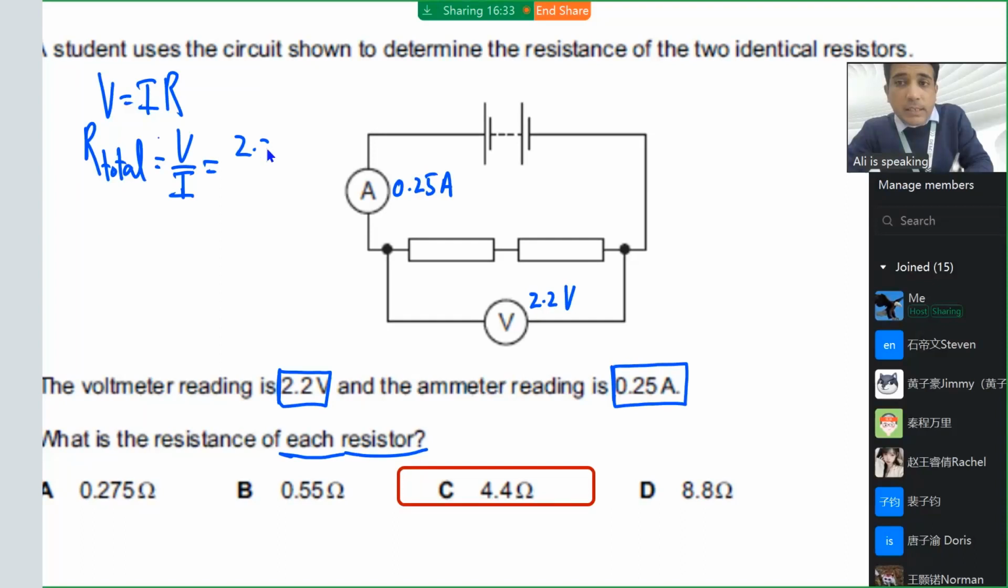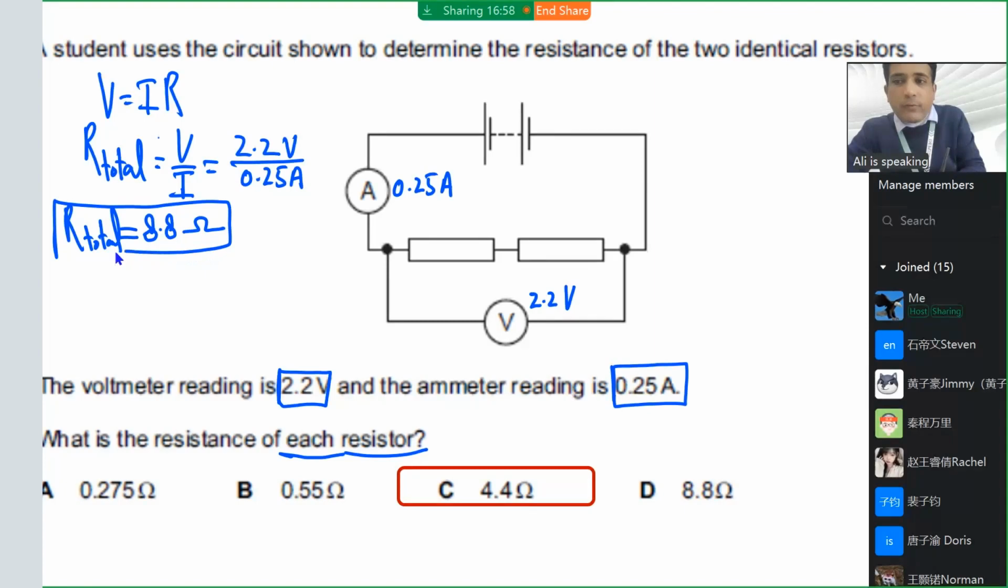V in this case is equal to 2.2 volts, and you will divide this by 0.25 amps. So the final answer in this case will be equal to 8.8 ohms. So this is the total resistance, not the final answer. Actually, final answer only for total resistance.